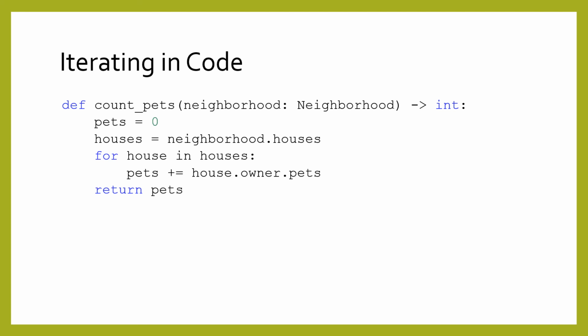Here is an example function that counts the number of pets across all the neighborhoods. Notice that we have extracted the neighborhood.houses expression to a temporary variable first. We could have used the expression directly in the loop if we wanted to. We could have also broken up the house.owner.pets expression with some temporary variables. And we could have made a helper function to help count the number of pets in an individual neighborhood.